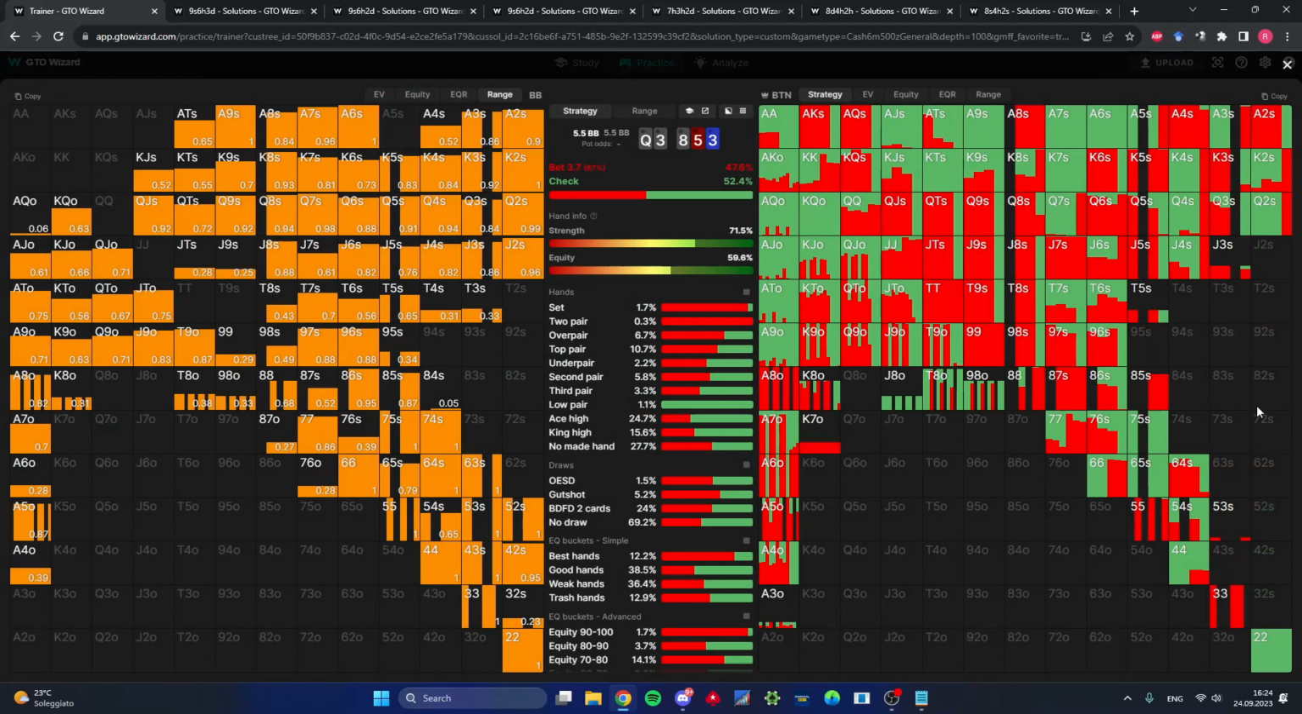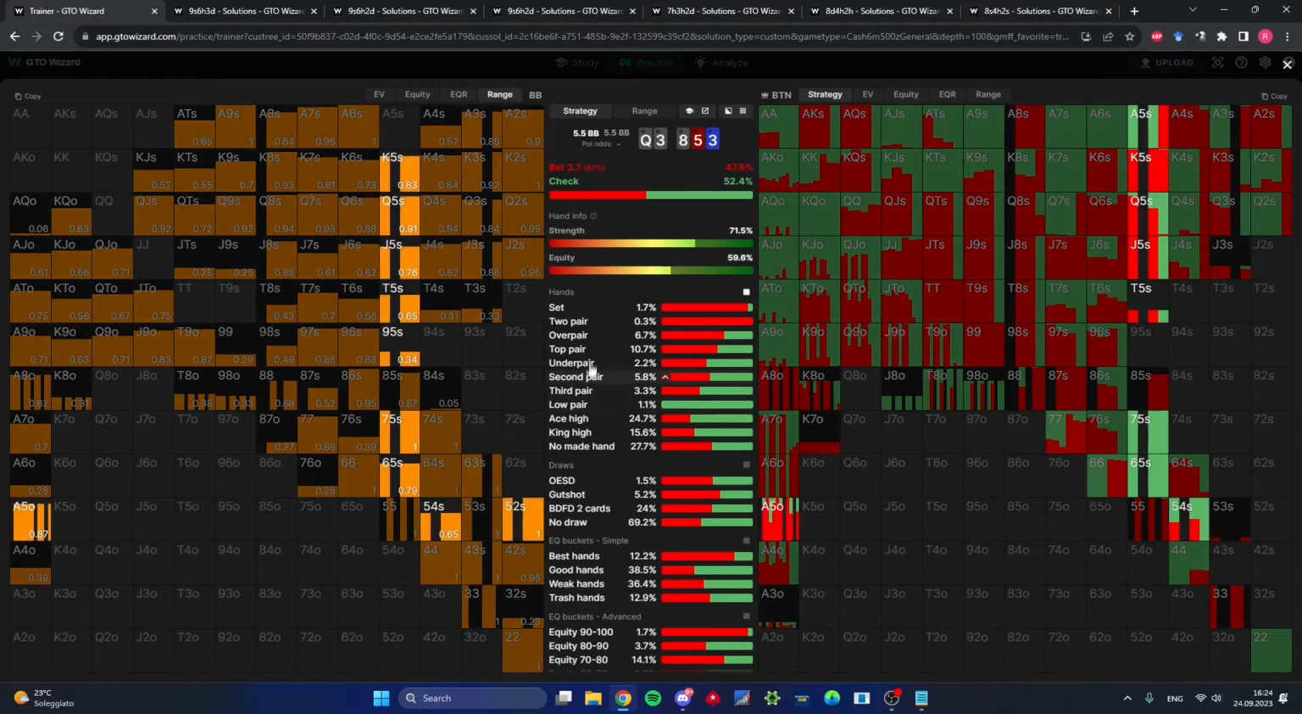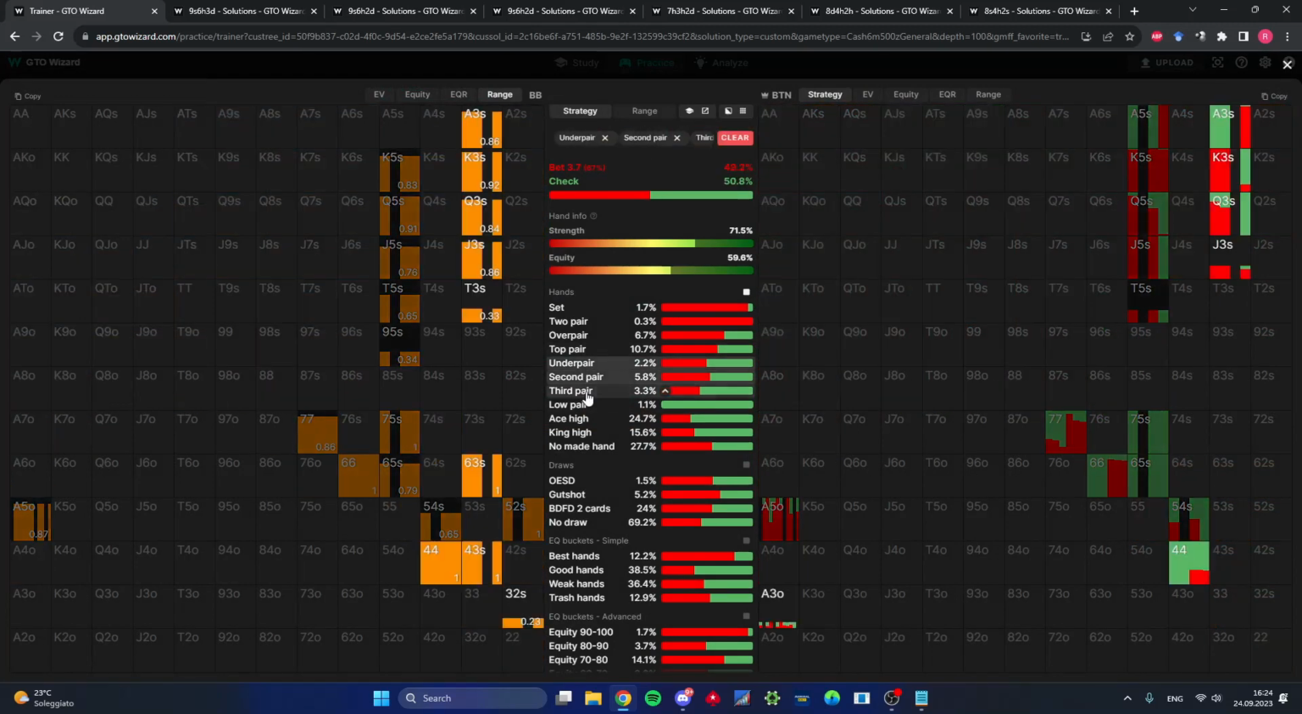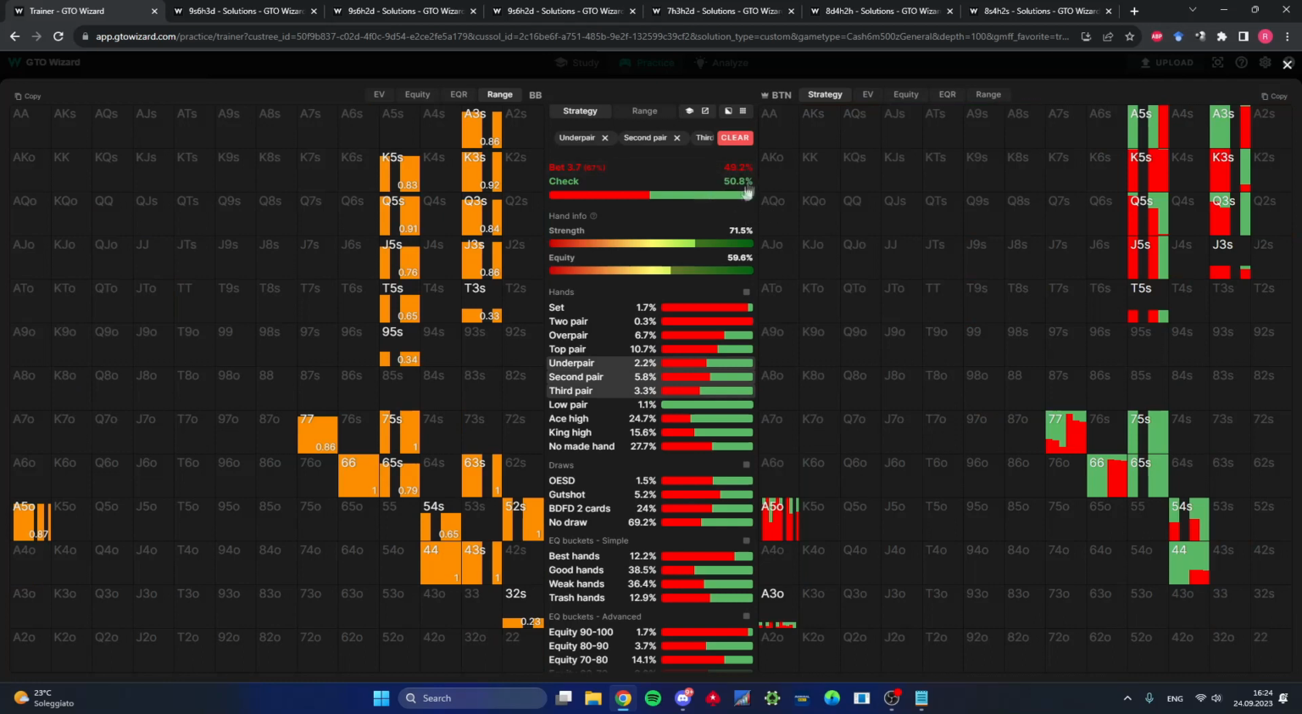So let's see if we go to under pair, second pair, third pair. So they are betting still half the time, right? That's quite surprising. I would expect it more to be around 25%, but good to know that on these boards, even when we are using the big sizing, we are still kind of merged in the way we're value betting.